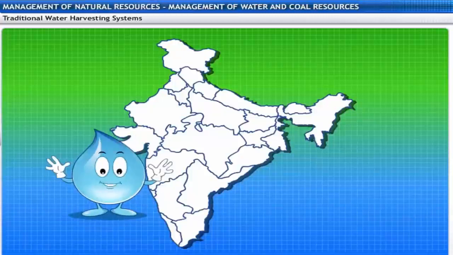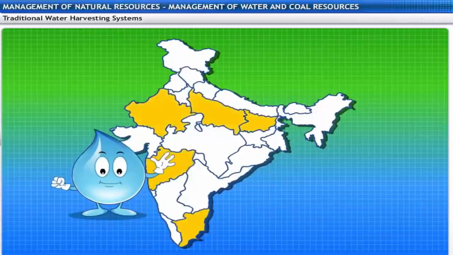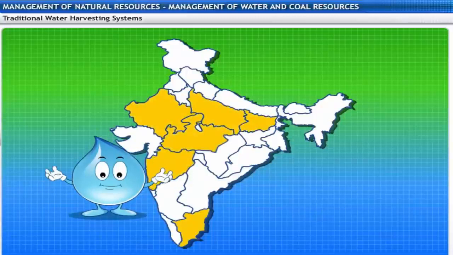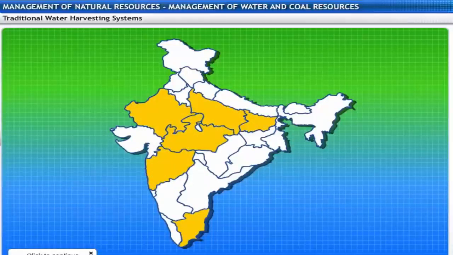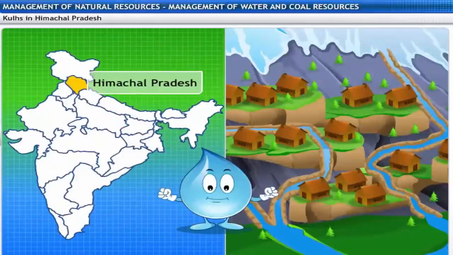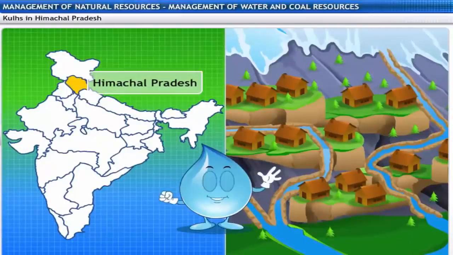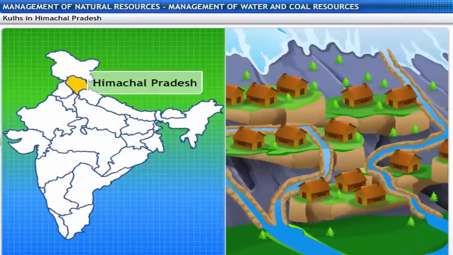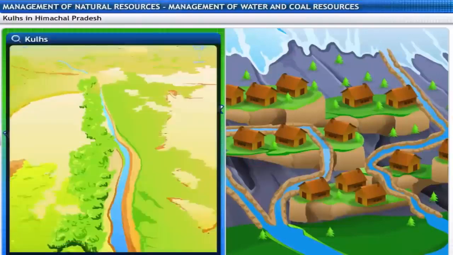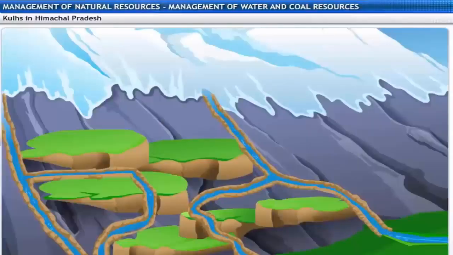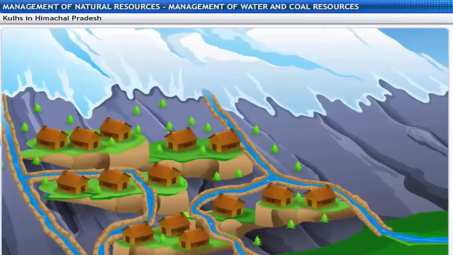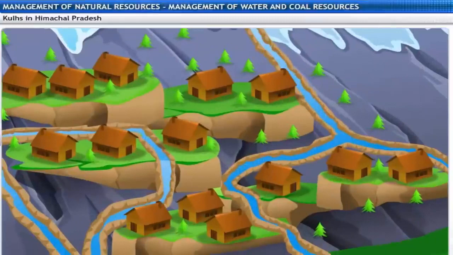I can take you on a tour of some of these places. Interested? Let's go. Our first stop is a small village in Himachal Pradesh. Here the locals use a system of kuls. A kul is a system of man-made channels that diverts available water from streams to several villages down the hillsides. The benefit of this system is that it causes no damage to the environment.